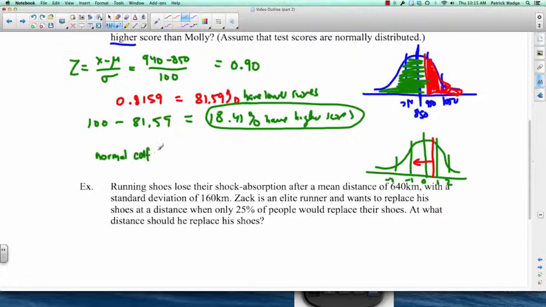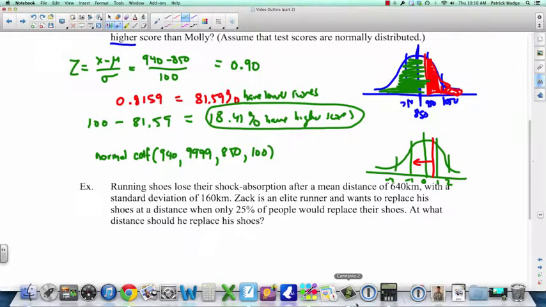And remember, the first thing we're going to put is the lower bound. So what's the lowest thing we're interested in? The lowest thing we're interested in is her actual score, which was 940. How high are we interested in? We're interested in everything above that. So way up to infinity, or I'll put 9999. The mean is 850, and the standard deviation is 100. Should I show it to you that it works? Why not? It'll also give us a more accurate answer.